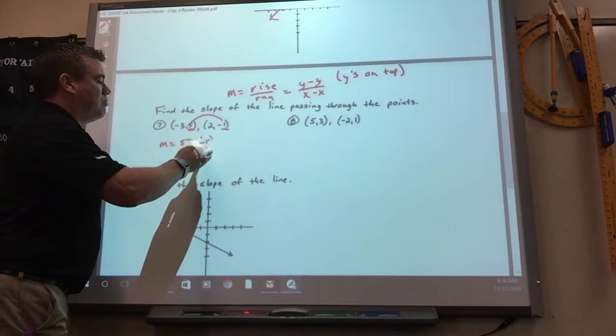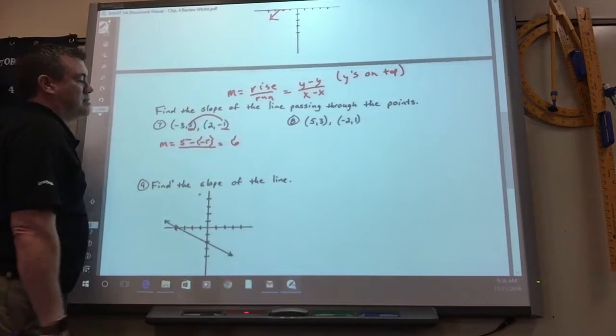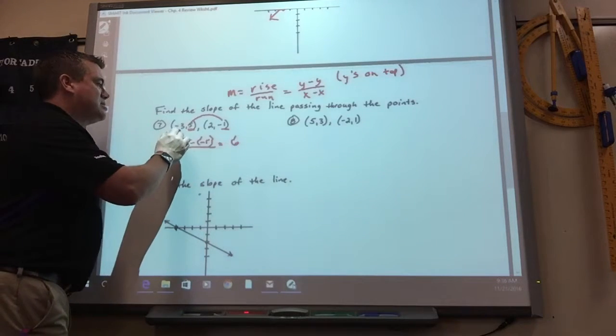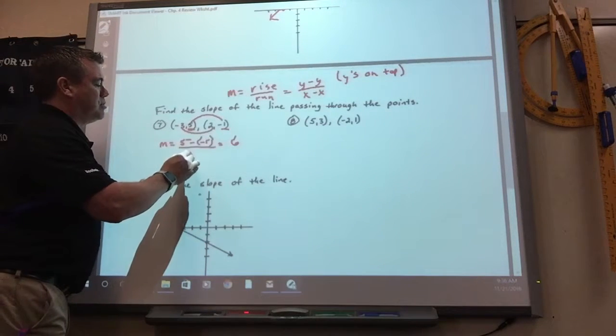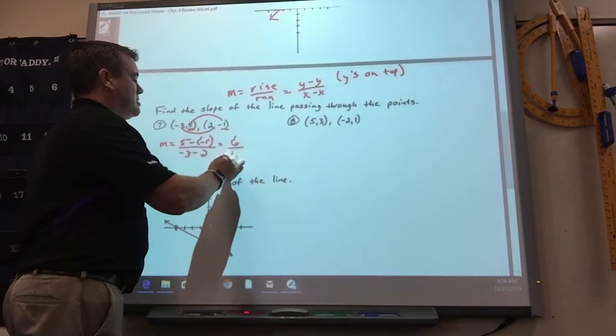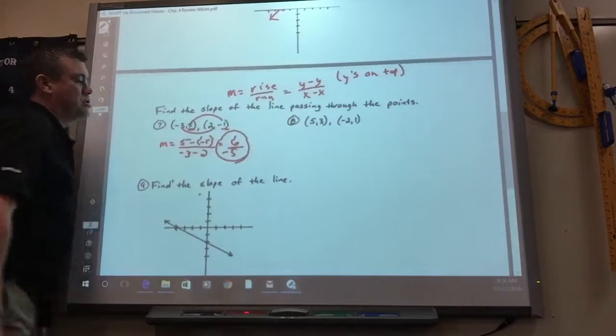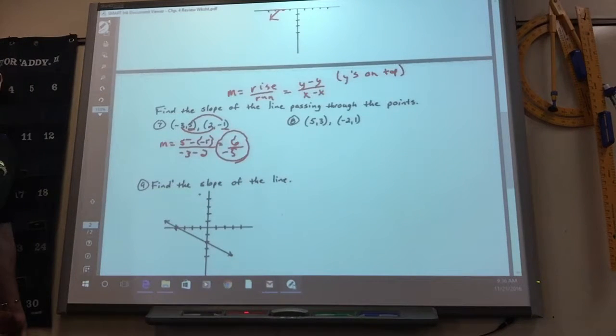5 take away -1 is 6. Over the x minus the x. -3 take away 2 is -5. So that slope is 6 over -5, or -6/5.